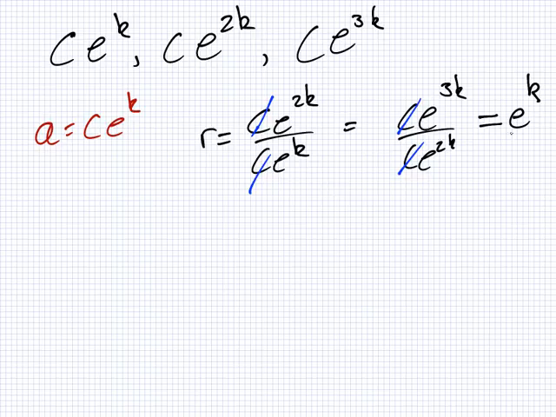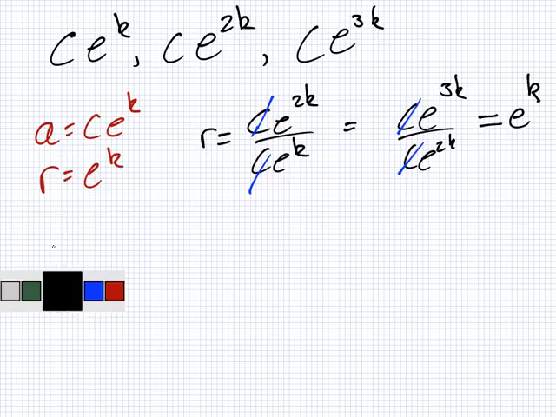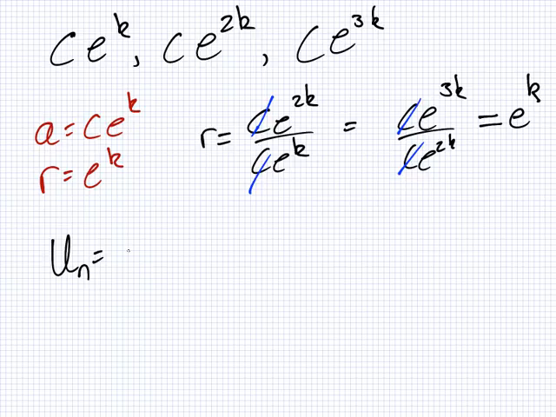Come on. EK is what you get here when you cancel. So we have the OR equals EK. So that means UN is ARN minus 1. That's CEK EK N minus 1.